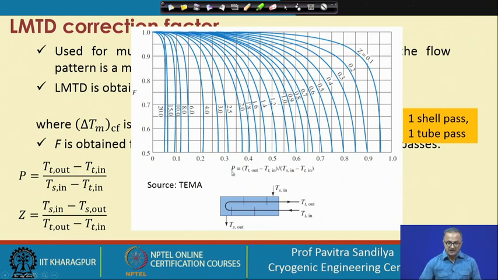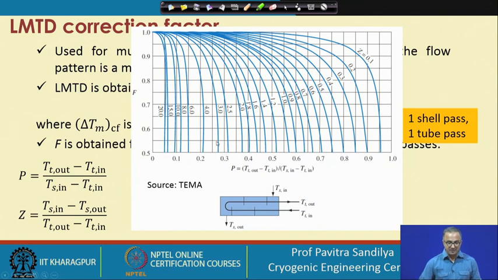Here we find this value P, defined in terms of T out and T in. T represents the tube side and S represents the shell side. So these temperature differences come into the picture to define this P. First we find the value of P, locate the P here, and then we find the value of Z and locate the Z from one of the curves.